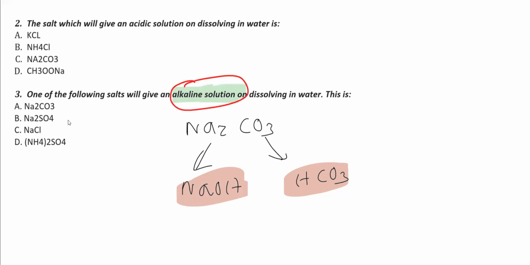As you know, those bases which are soluble in water are called alkalis, and the solution is called an alkaline solution. So therefore, this is the correct answer.